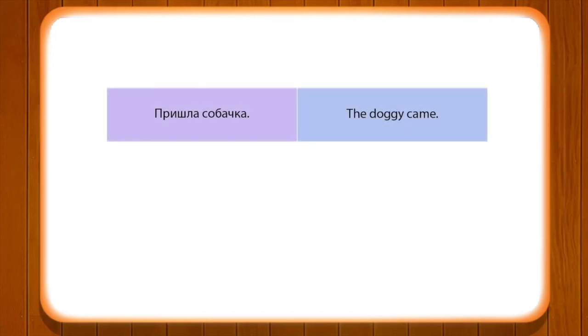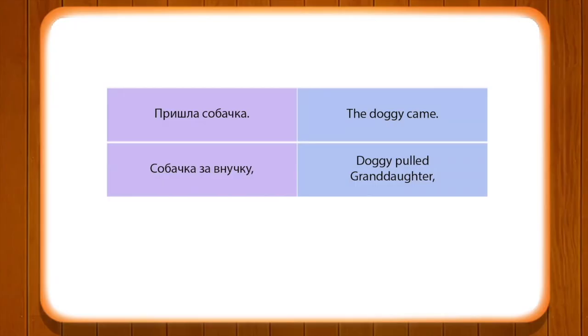Prishla sabachka. Sabachka is another form of sabaka, which we call laskavaya forma, that means an affectionate name, used to call with love. Prishla Sabachka. So Sabachka is Sabaka, that means dog, or as in the English translation we have seen, doggy. Doggy came, and then it also tries to help them.